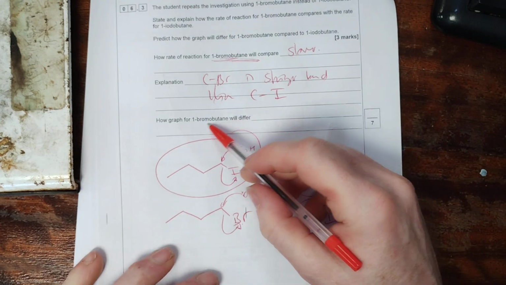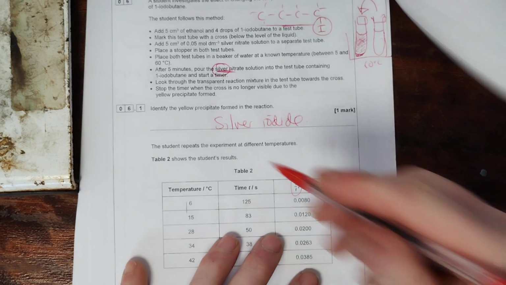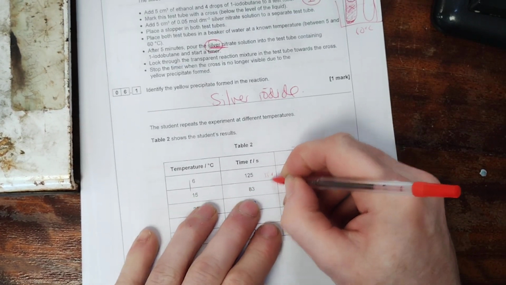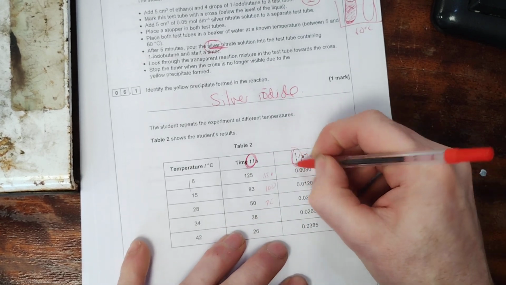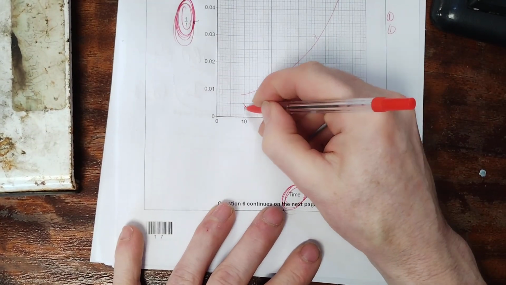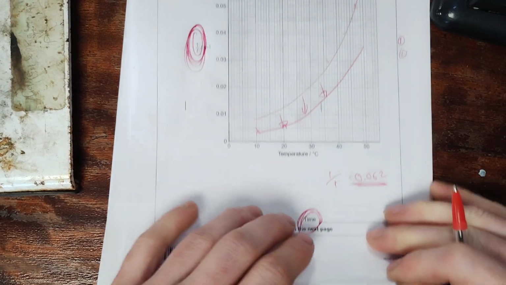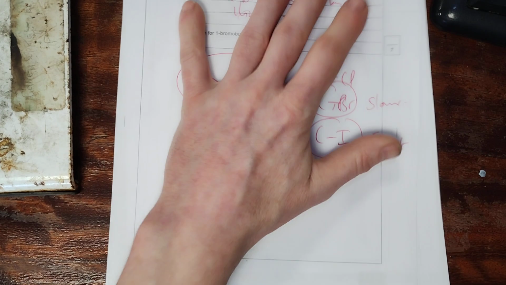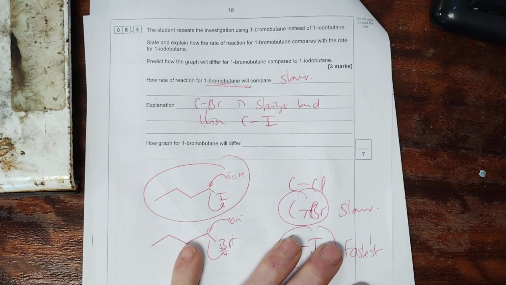Right, so how will the graph for 1-bromobutane differ? The times taken will be larger. So I don't know, instead of 125, it might be 150, this might be 100, this might be 75. If the times are larger, the 1 over t values will be smaller. So you'll end up with a graph that sits below the original graph. Now, of course, that is a hard question, and hardly anybody got it right. A lot of people got the slower part right because of the bond strength. Generally, though, this question was answered really, really poorly.